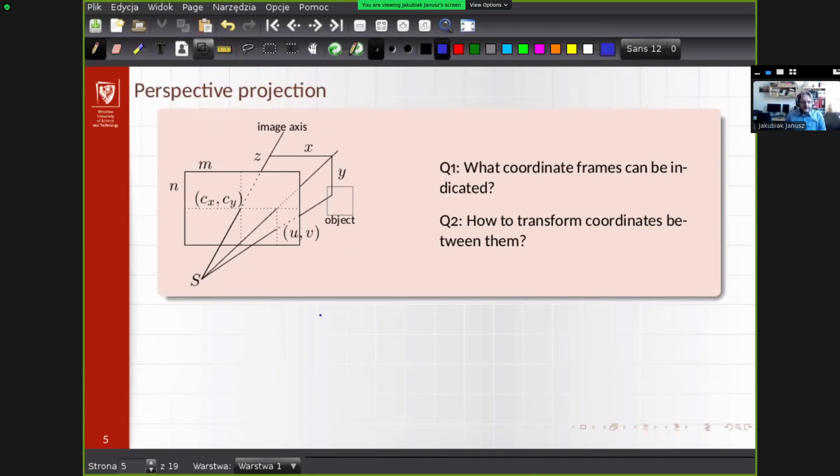Okay, so when we start with this image, we have an object, we have this focal point, we have the film. The question that appears is how to deal with the numbers that will appear here, and especially with the coordinates, because it will turn out that you have quite a few different coordinate systems that will be useful in this situation.